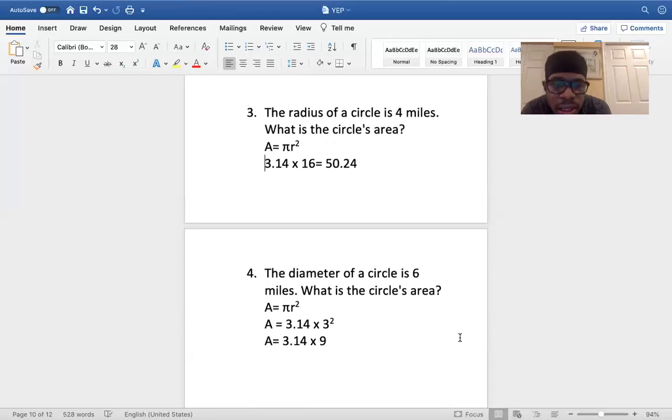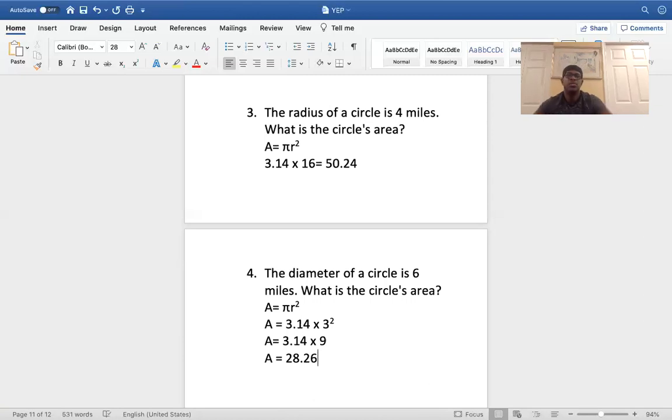Now I'm going to switch it up on you. Let's say it says the diameter of a circle is 6 miles. What is the circle's area? Now, it didn't give us a radius, it gave us a diameter, but we know that the radius is half of the diameter. So if they say the diameter of a circle is 6, what is the circle's area? Half of 6 is 3. We can plug that in. It's going to be 3.14 times half of 6, which is 3 squared. So 3.14 times 9. Once you work that out, you should get 28.26.